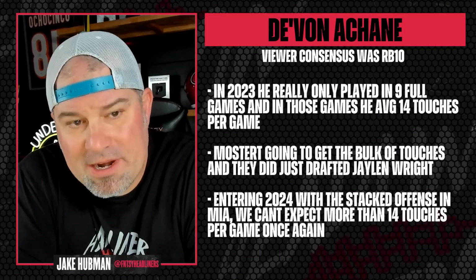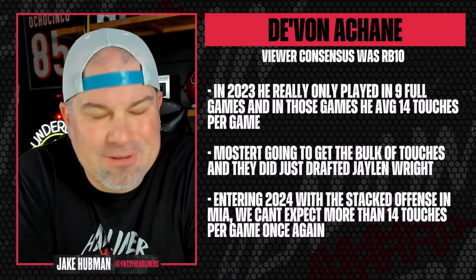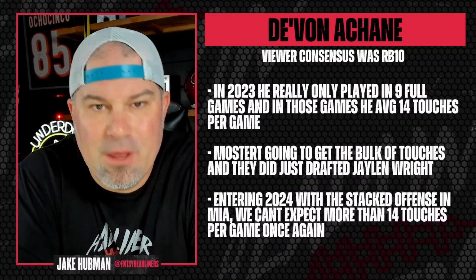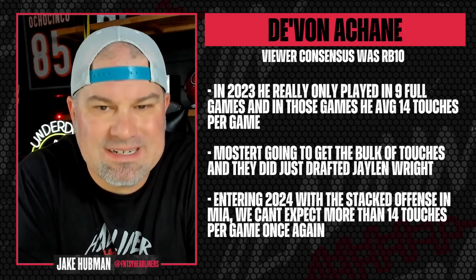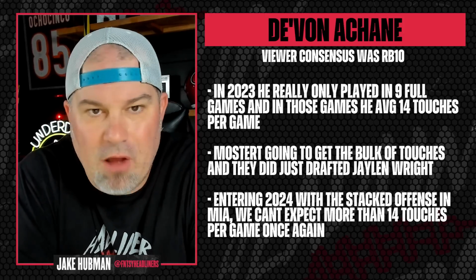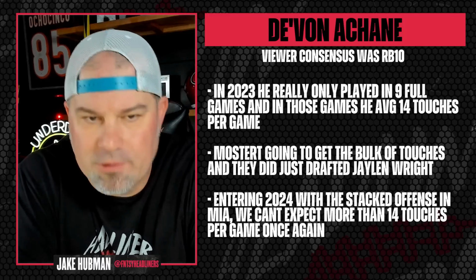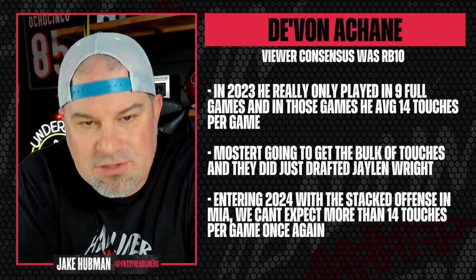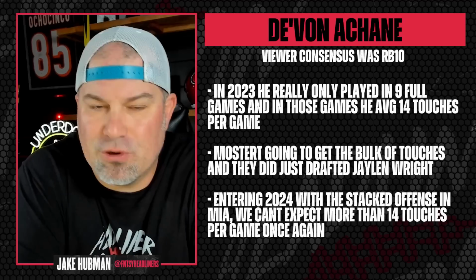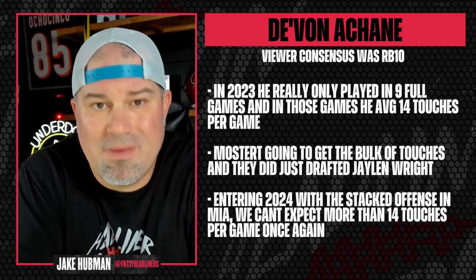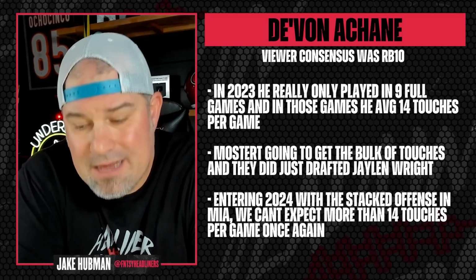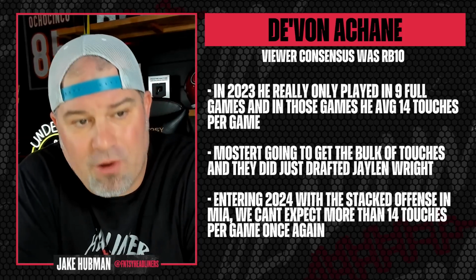The viewer consensus ranking had him at the running back 10 overall. Now in 2023, De'Von Achane only played in 9 full games. In those 9 full games, he averaged 14 touches per game. We all know De'Von Achane is not some workhorse running back. We know that Raheem Mostert is in line to get the bulk of the early down touches. We also know that Miami just drafted Jaylen Wright, another speedy running back that can handle some volume as well.